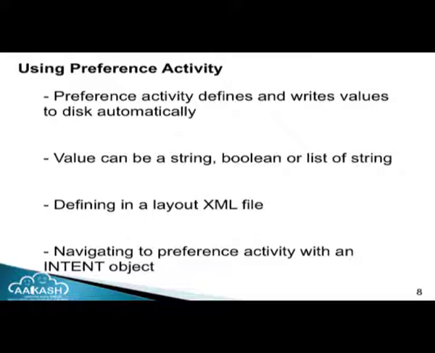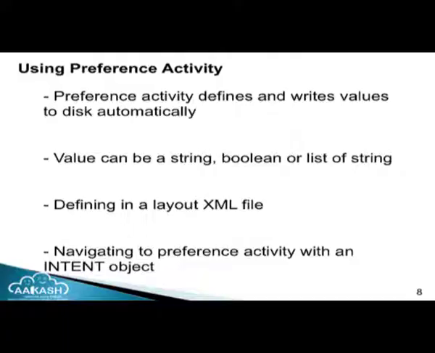So preference activity defines and writes value on the disk automatically. Then value can be your string, boolean, or list of string. As we told you in the very first slide, our preferences have a key-value pair. So here I am talking about value, that is it could be in string, boolean, int, long, in any data type. Now, defining in a layout XML, you can also define your preferences in XML, that is your preference dot XML.